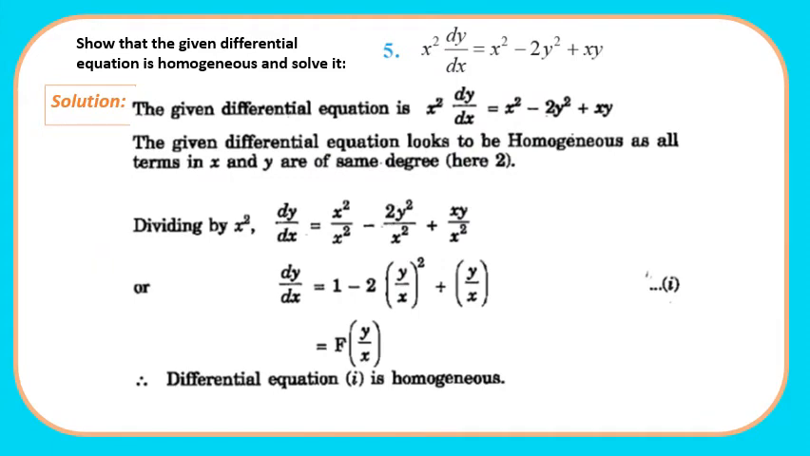So next is question 5. Show that the given differential equation is homogeneous and solve it. We have the differential equation x squared dy upon dx equals x squared minus 2y squared plus xy. First we have to show that this is homogeneous. So dy upon dx equals x squared upon x squared, minus 2y squared upon x squared, plus xy upon x squared. So we get the value of dy upon dx as 1 minus 2 times y upon x whole squared plus y upon x, which is a function of y upon x. Therefore, the given differential equation is homogeneous.